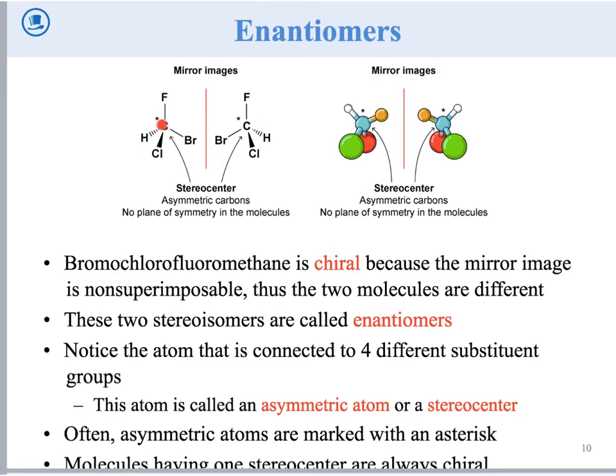A molecule can be a left version and a right-handed version. Notice the atom is connected to 4 different substituent groups. We call that an asymmetric atom or stereocenter. A lot of times you mark them with asterisks, and molecules having these are always chiral. If you only have 1 stereocenter, you're always chiral. So these are called enantiomers. An sp3 hybridized carbon connected to 4 different things is called an asymmetric carbon or stereocenter.